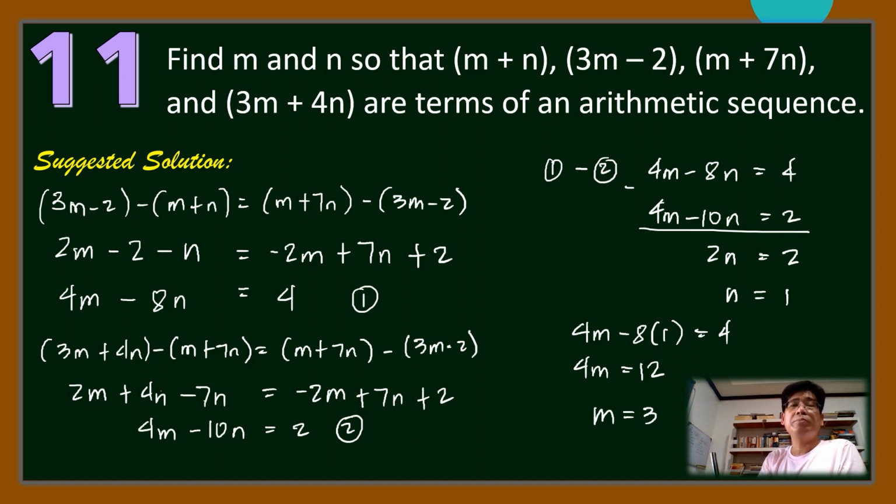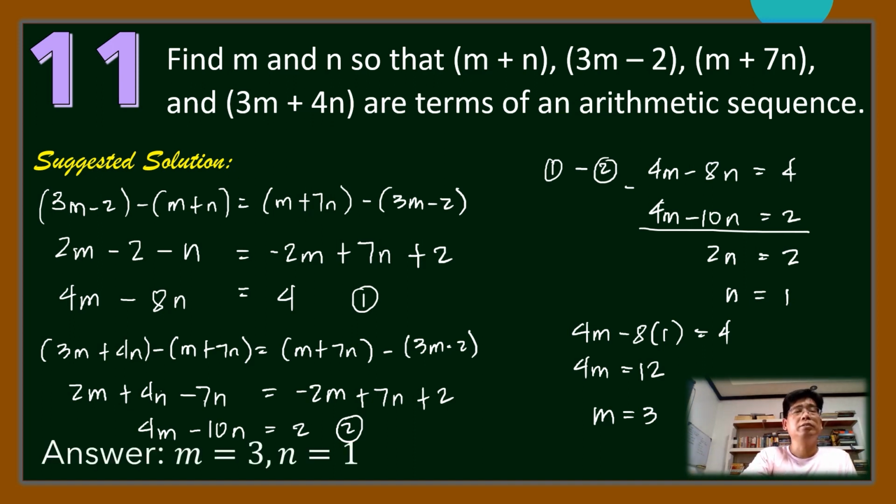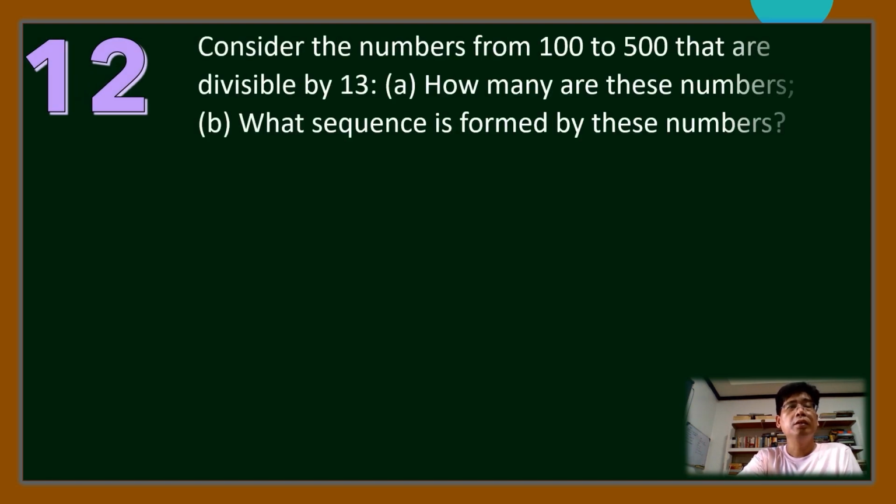We can check the answer if we substitute m equals 3 and n equals 1 to each of the given terms and find out if they form an arithmetic sequence. Number 12. Consider the numbers from 100 to 500 that are divisible by 13. Letter A. How many are these numbers? Letter B. What sequence is formed by these numbers?